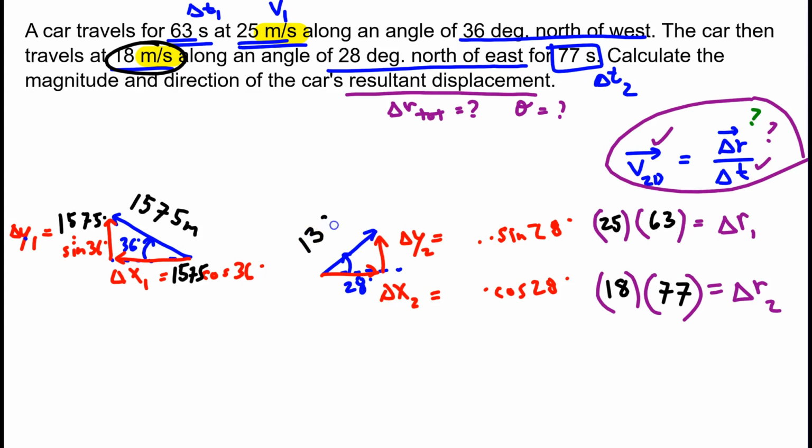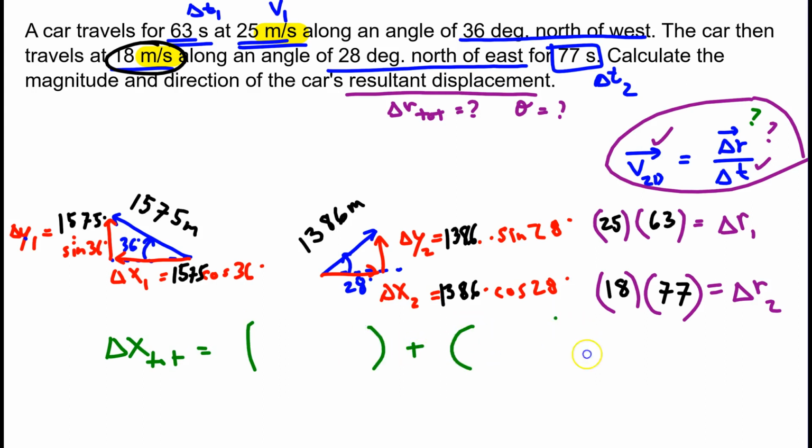My hypotenuse needs to be in meters, not meters per second. My hypotenuse needs to be a delta r, not a velocity. Okay? So 1386 goes here, and 1386 goes here. And from this stage, we simply tally up all of the delta x's. Right, there are 2 that we have to add. So you add those 2 things in, you find your answer.